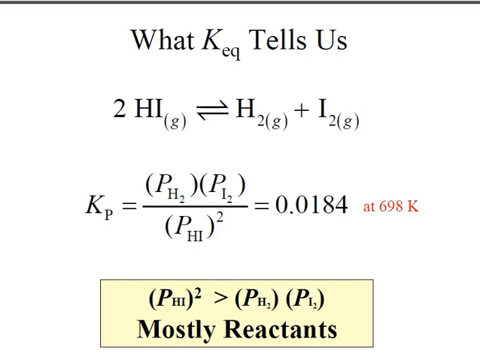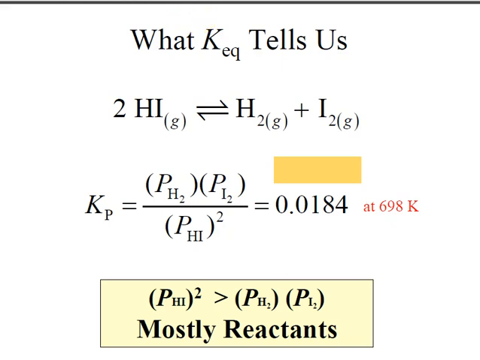Okay, let's pick up where we left off, and we're going to talk about what KEQ or KC or even KP, what are they telling us? So in this example, we have hydrogen iodide decomposing into hydrogen and iodine gas, and you see they're both diatomics. And then we write the KP expression, as you see there, and they found that the value for KP was 0.0184.